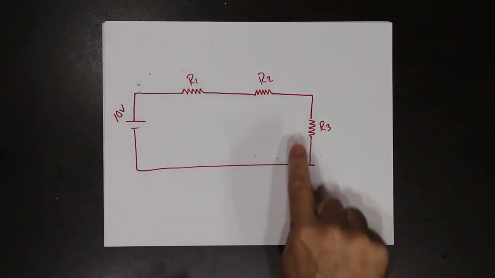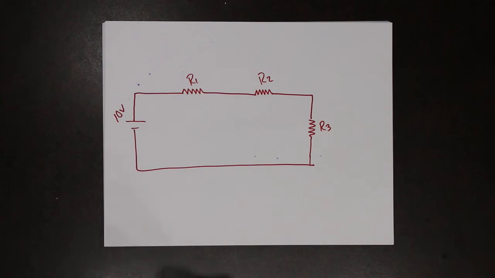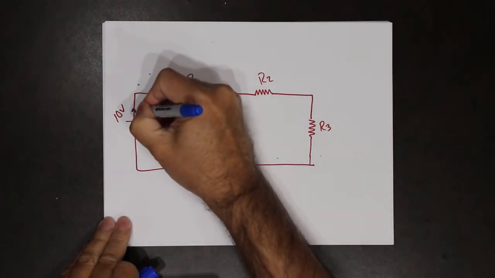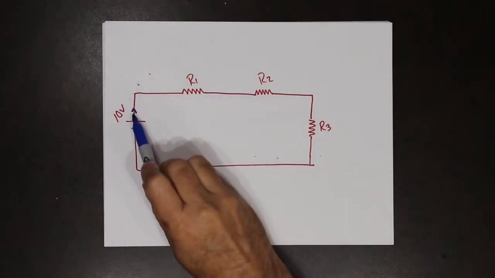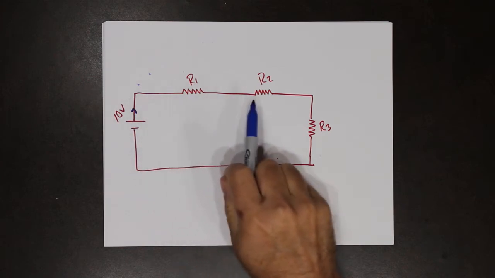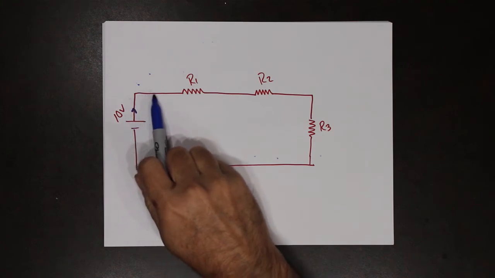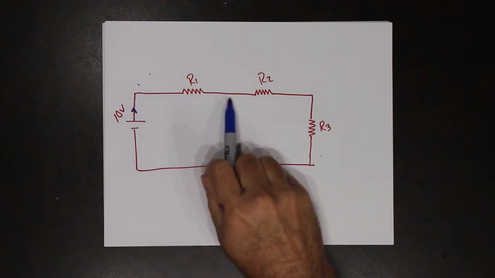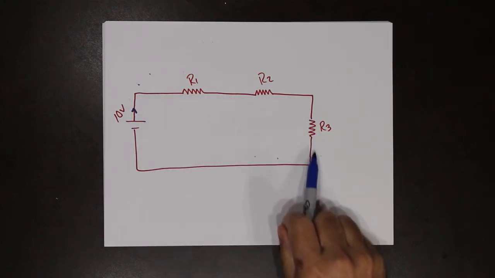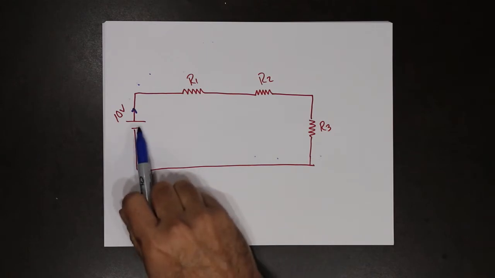These are in series because the current that would leave the supply is shared by these three. So the current that flows down this wire goes through here, through here, through here, and returns.